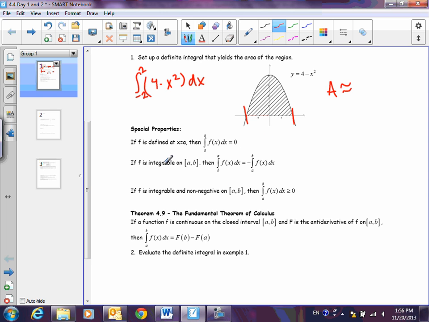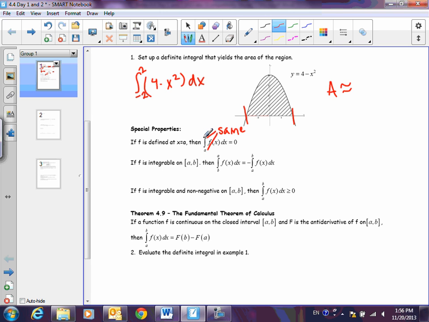So we have some special properties, and on each of these we're going to have this if statement, and this is something that has to be true, but I don't want you to get too caught up on this. Like this, if f is defined at x equals a, it just means that that point exists. It's something, as opposed to nothing. What happens here is that you stop and start at the exact same x value. They're the same. That's what this is, the integral from a to a.